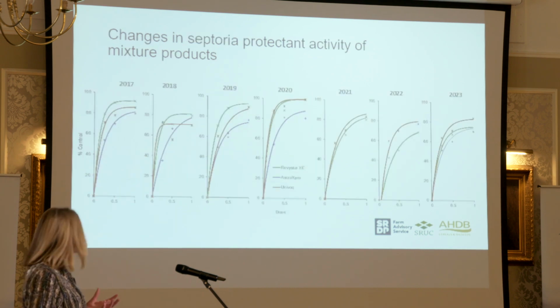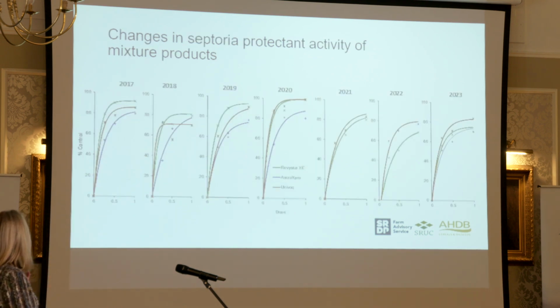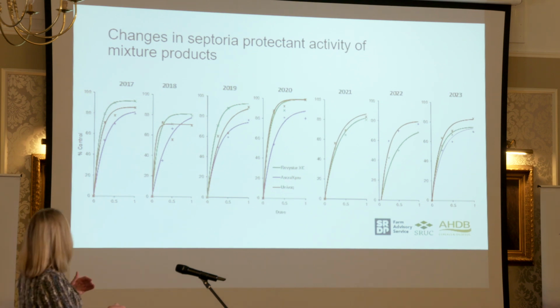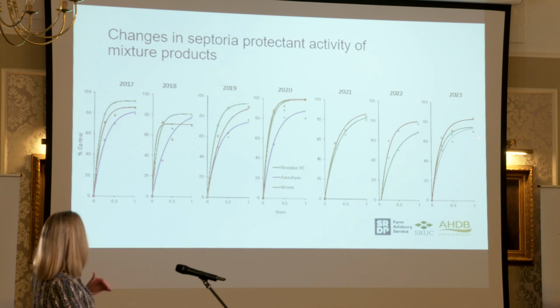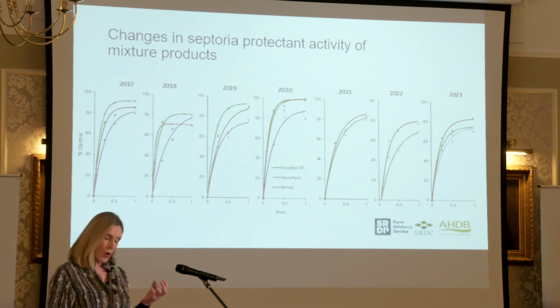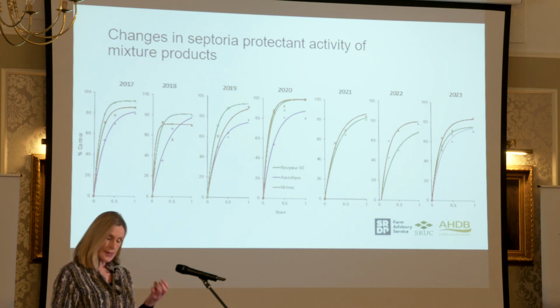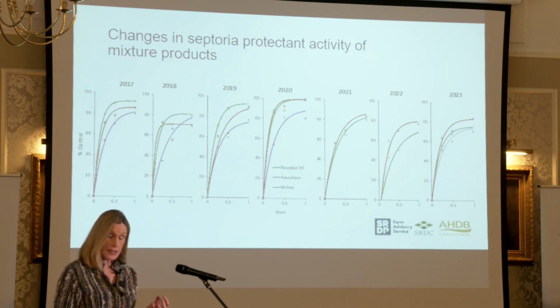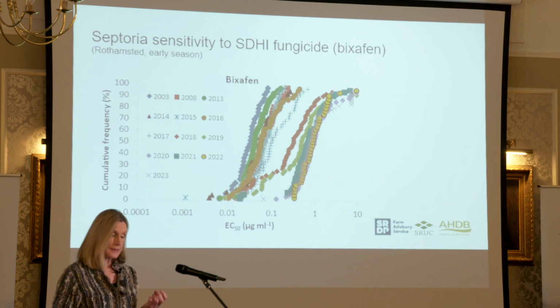And then getting on to the SDHIs. So you see the mixture products where in 2017, we're getting 80–90% control from Revystar, Ascra and Univoc. And you see those kind of famous toppling curves. So they begin to tip slightly. And we are beginning to build up those complex isolates with some level of insensitivity to SDHIs.